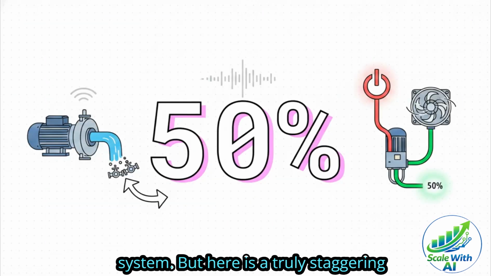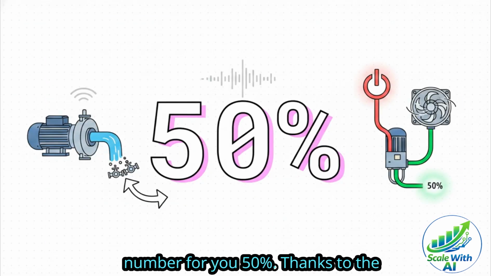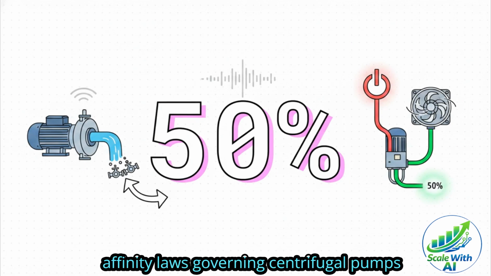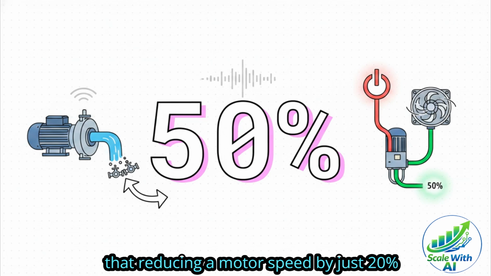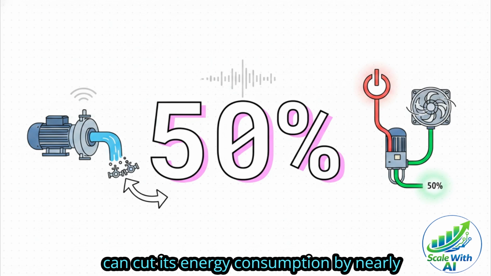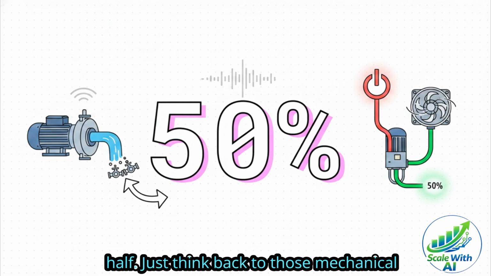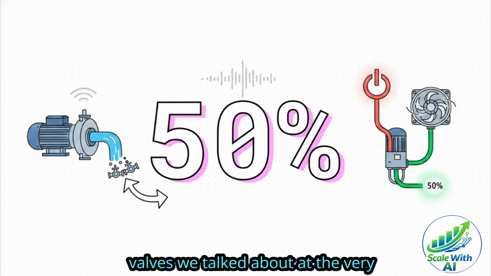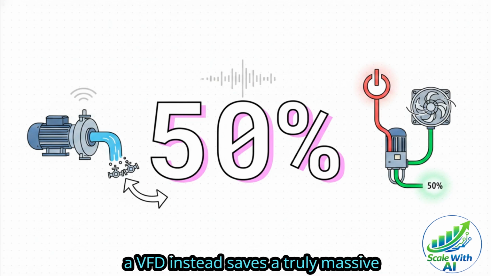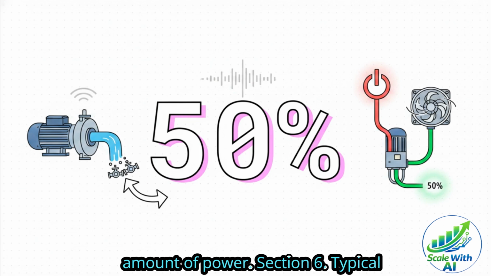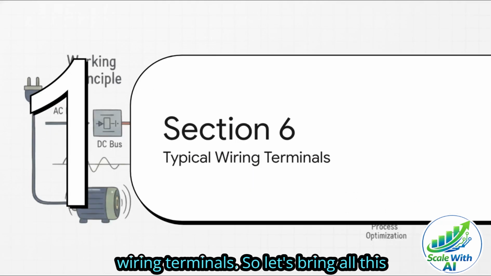But here is a truly staggering number for you, 50%. Thanks to the affinity laws governing centrifugal pumps and fans, power consumption actually follows the cube of the speed. This means that reducing a motor's speed by just 20% can cut its energy consumption by nearly half. Just think back to those mechanical valves we talked about at the very beginning. Getting rid of them and using a VFD instead saves a truly massive amount of power. Section 6. Typical wiring terminals.